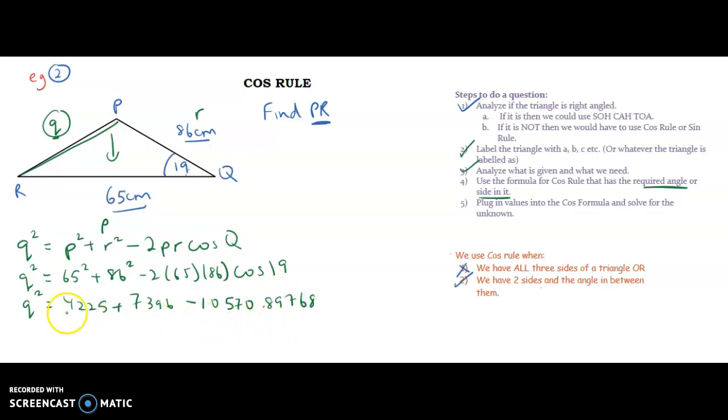10570.89768, right? So now I say q squared is equal to, I'm going to work out all of this here, right? So that gives me 4225, 7396, it gives me 1050.102325. So then q is simply the square root of that value. So I will actually get 32.4 if I go to one decimal place, and I'm going to put centimeters here, and that, everyone, takes me to the end of my second example.